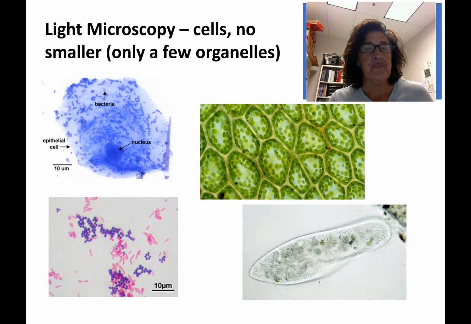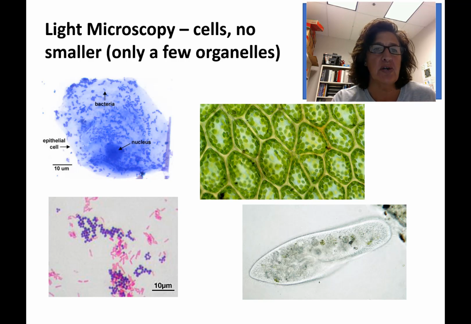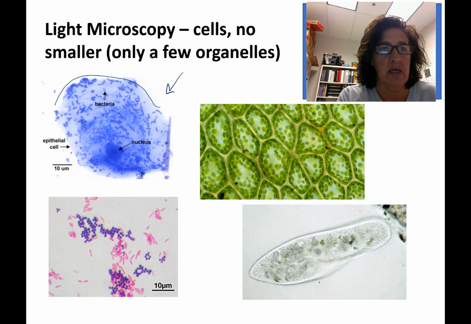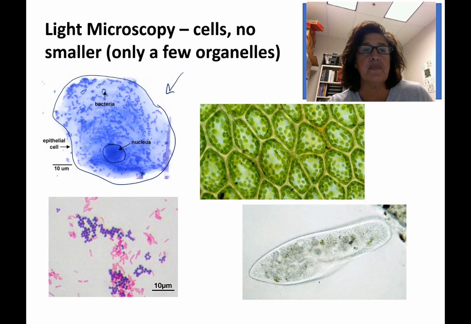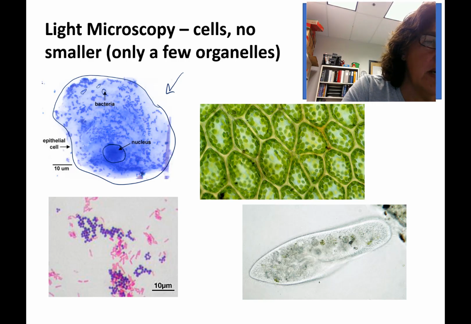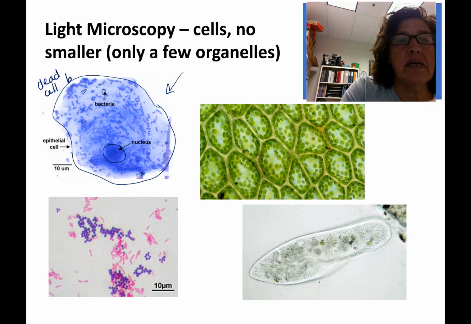Okay, so light microscopy. You can see cells, but only really a few organelles, nothing much smaller. So you've seen this picture already here where we're looking at a cheek cell, and you can see the little bacterial cells on it. And the organelle you can see here is this dark staining that represents the nucleus. Okay. This is a dead cell because it has been stained.